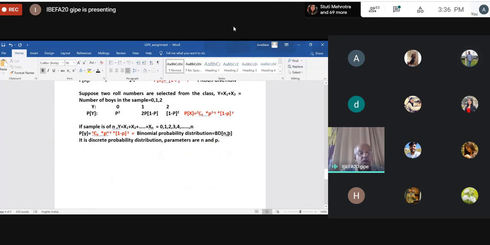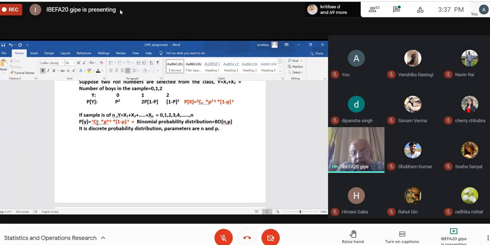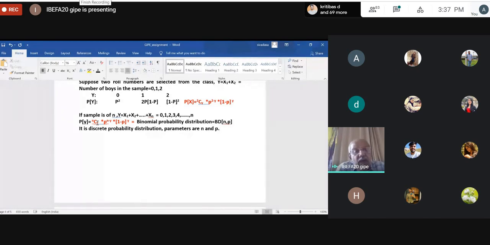So 0 means no boy. When I say y equal to 0, there are no boys, meaning all are girls, which is p raised to n. Of course, you can reverse it if you define it that way in the beginning. Is that clear? Yes, sir. So the probability function that we have defined here is nCy p raised to n minus y, (1 minus p) raised to y.